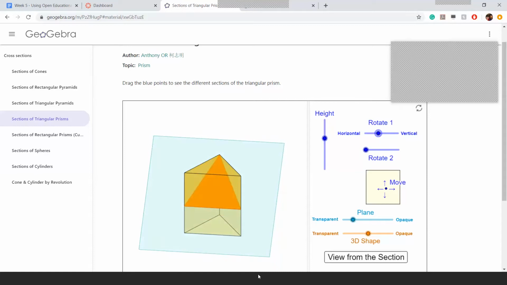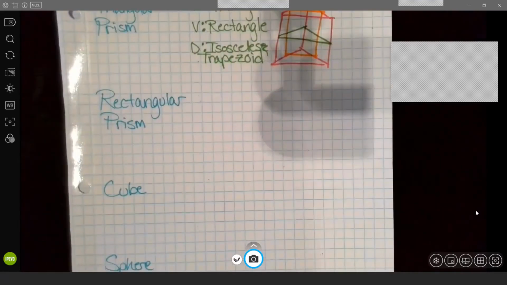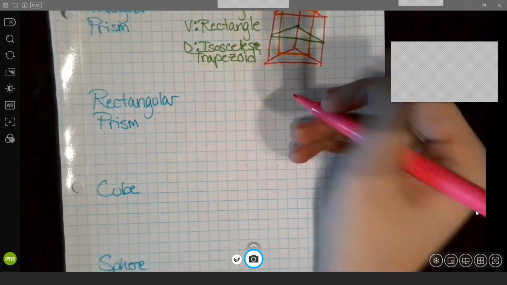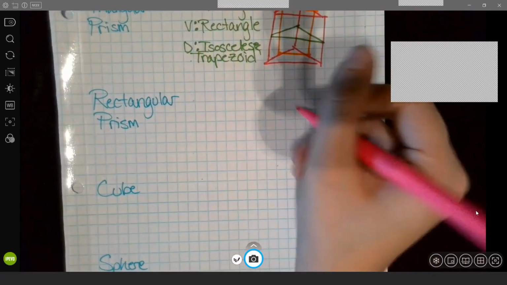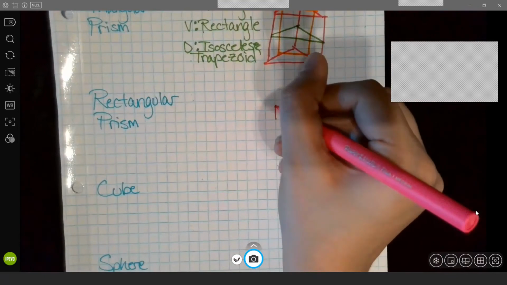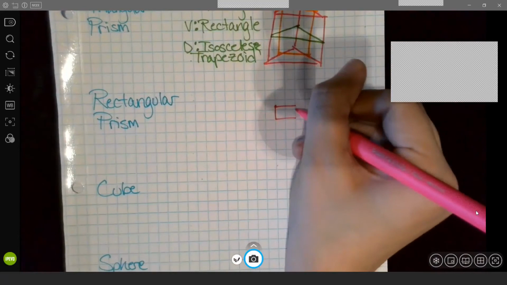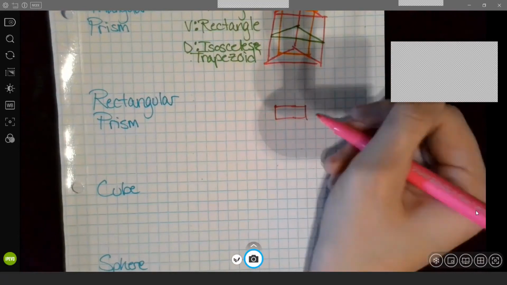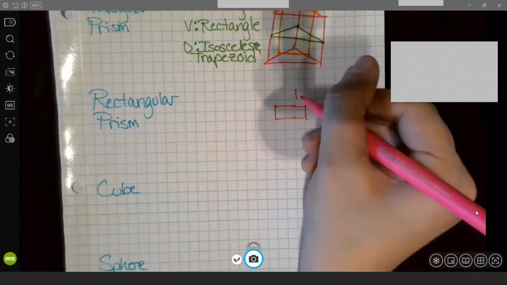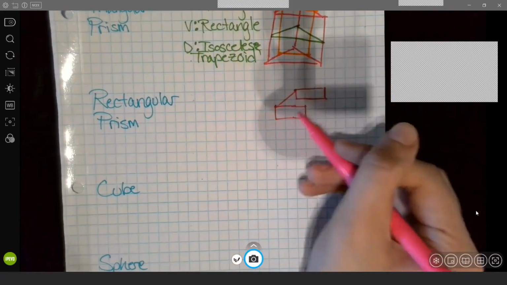Let's move on to the rectangular prism. Just like the triangular prism, the rectangular one means that it has all rectangle sides. Here we go. Another rectangle, maybe as well here. Try to do it a little bit more straight for you guys.